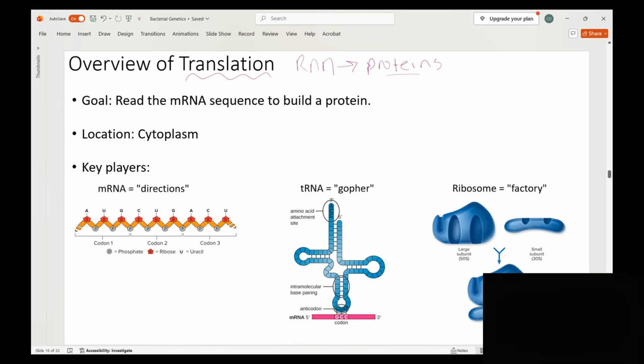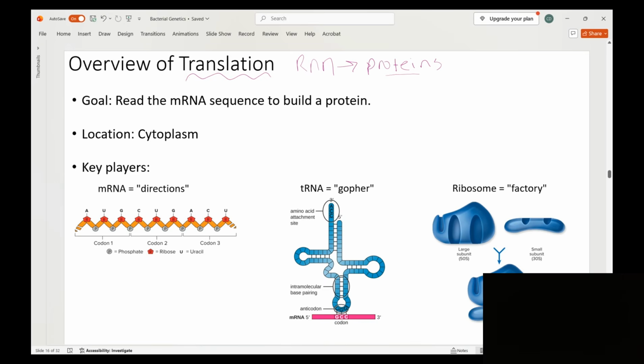to a protein sequence. And so what's going to be happening here is those RNAs that we talked about in transcription, rRNA, tRNA, and mRNA, are now going to be put to use to help build the protein.